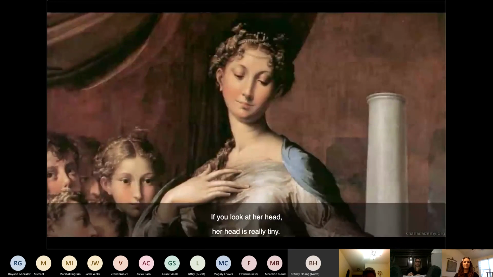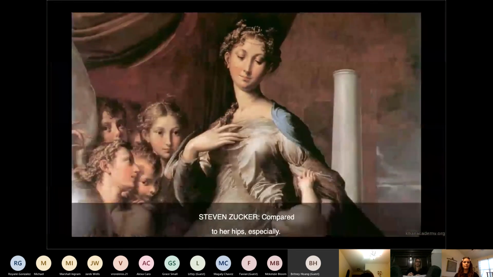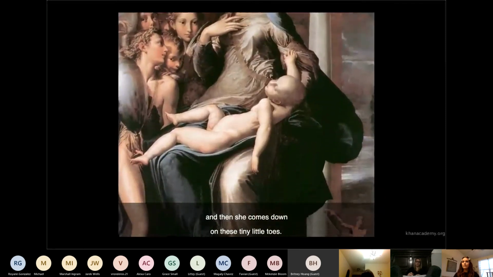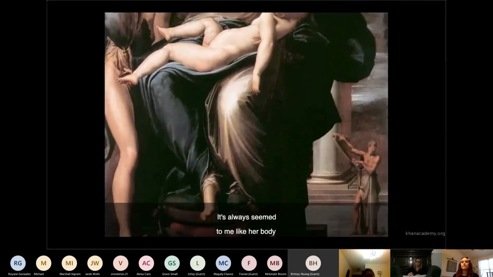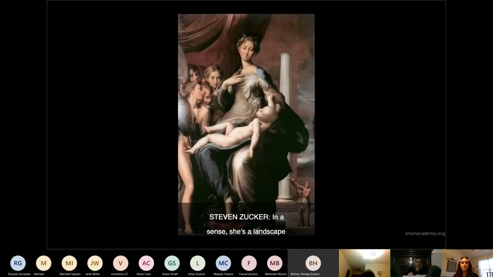If you look, her head is really tiny compared to her hips especially. Right, she's got really, really wide hips. And then she comes down on these tiny little toes. So it's always seemed to me like her body is in the shape of a diamond. In a sense, she's a landscape on which Christ sits.